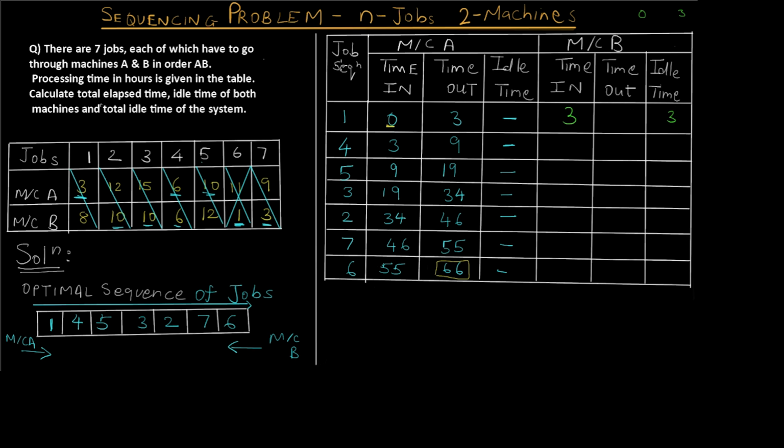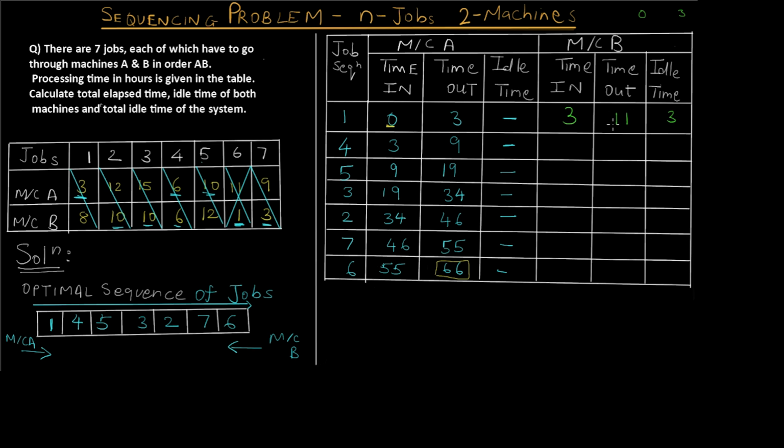Okay, so now let's see how the job 1 was executed at machine B. So for job 1 on machine B, we know it takes 8 hours. So starting from 3, we have to add plus 8. So this would give us 11. So here the time out would be 11. Now for job 4. Now we know the job 4 started at 3rd hour and it was processed out of machine A at 9th hour.